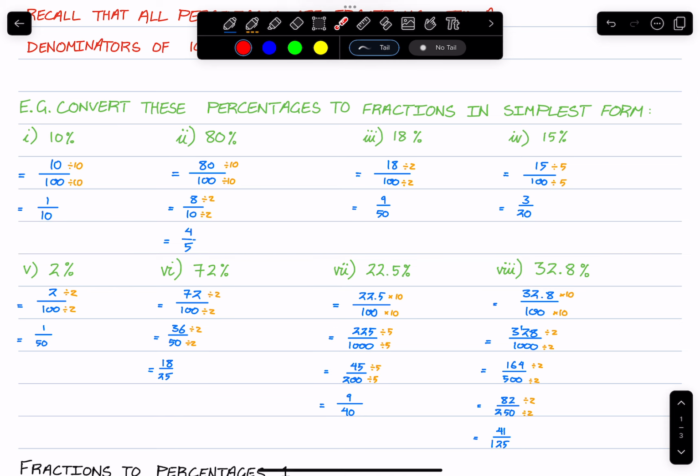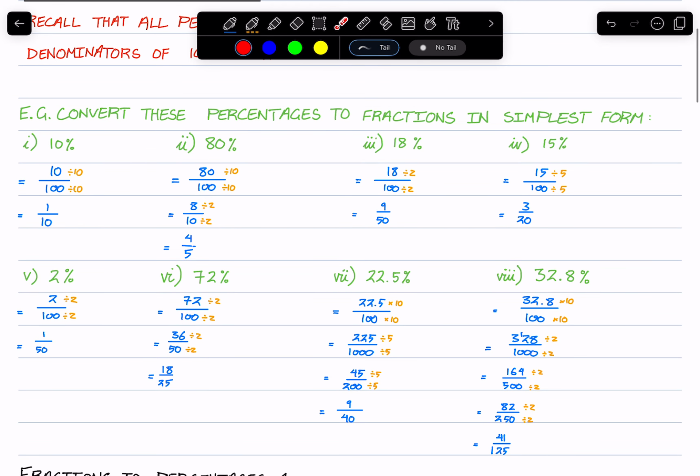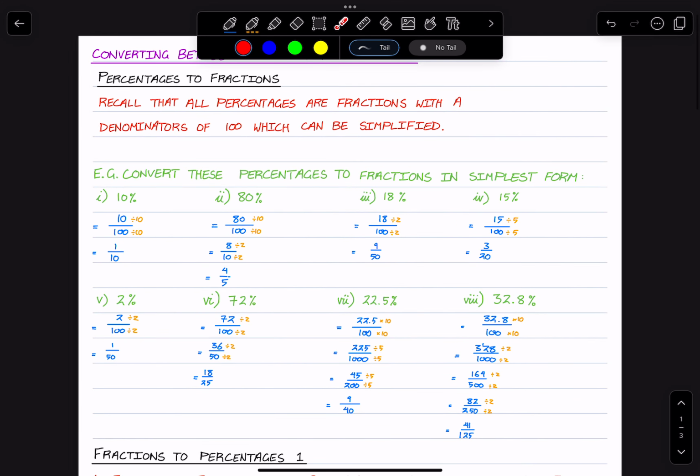So I hope that gave you an insight into how we convert percentages into fractions simply by making it over 100 and then simplifying that until we get a fully simplified fraction.